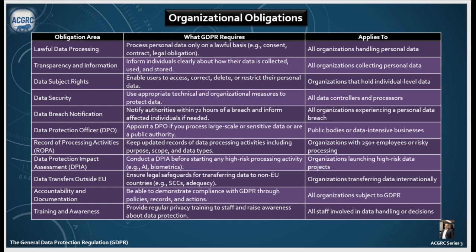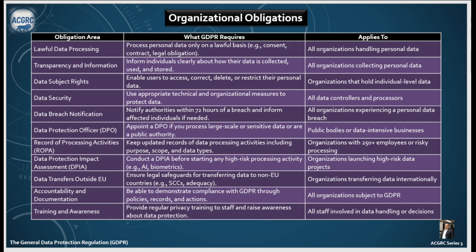Fourth obligation, data security. GDPR requires using appropriate technical and organizational measures to protect the data. It applies to all data controllers and processors. Fifth obligation, data breach notification. It's about notifying authorities within 72 hours of a breach and informing affected individuals if needed. It applies to all organizations experiencing a personal data breach.